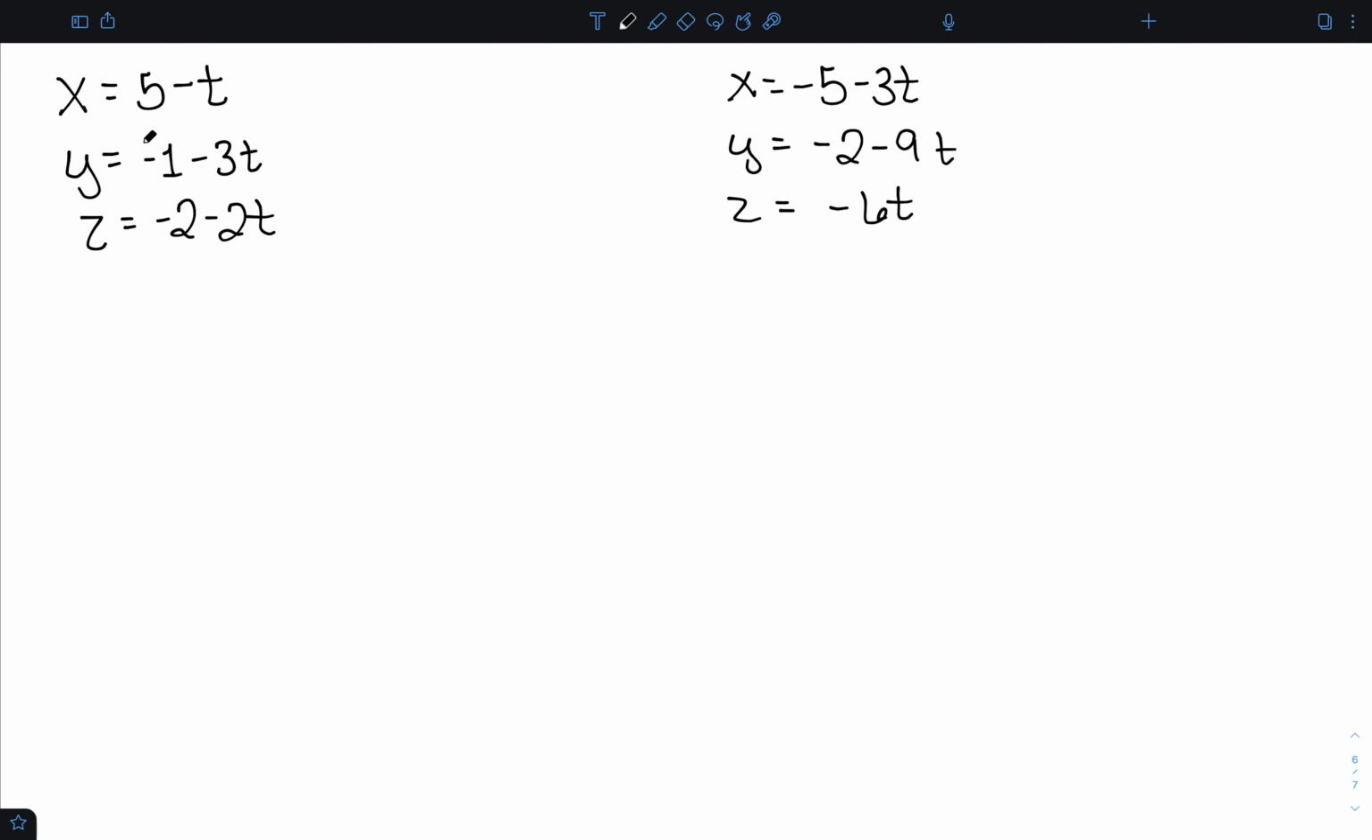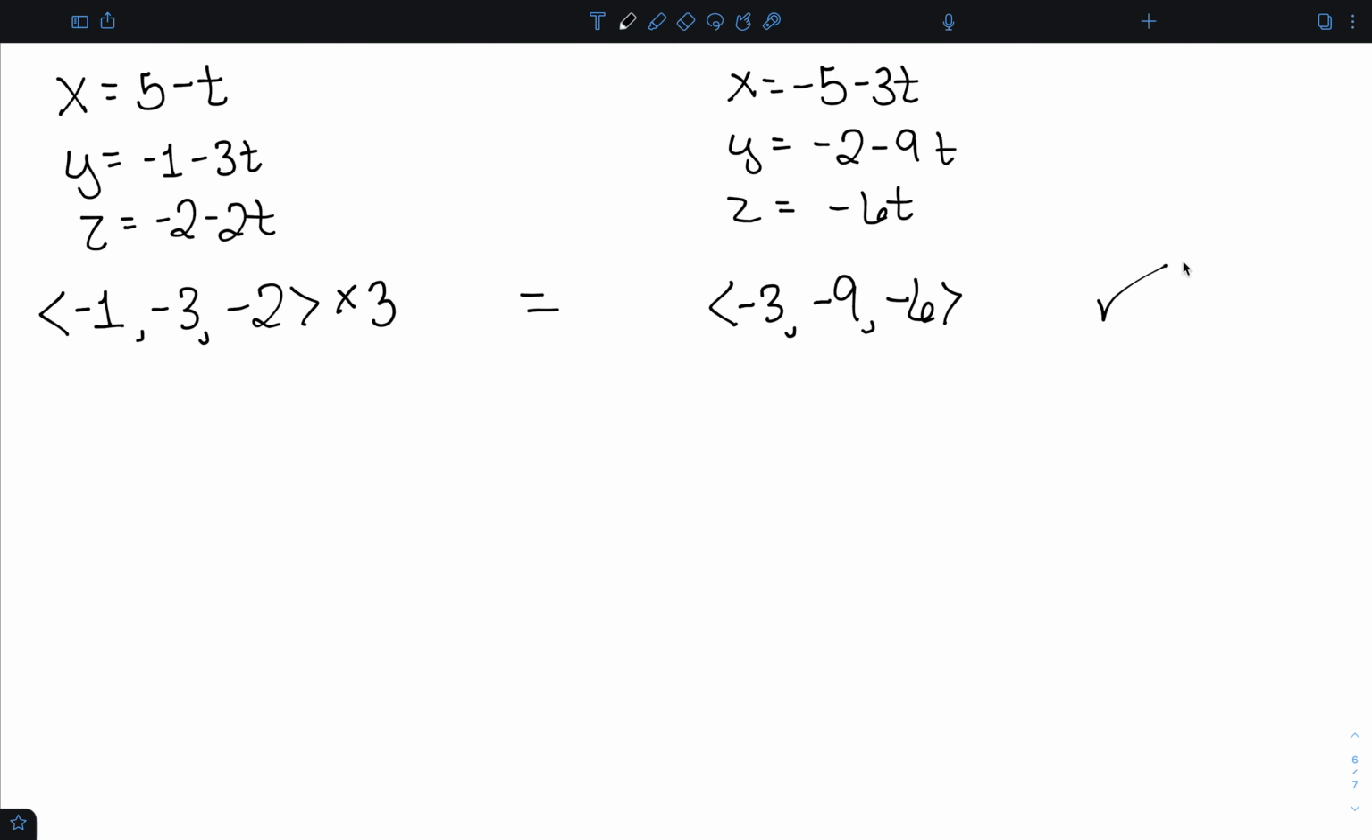As another example, let's look at the lines defined by x equal to 5 minus t, y equal to negative 1 minus 3t, and z equal to negative 2 minus 2t, and the line x equal to negative 5 minus 3t, y equal to negative 2 minus 9t, and z equal to negative 6t. The direction of my first line is negative 1, negative 3, negative 2. It comes from my coefficients. My second one is negative 3, negative 9, negative 6, once again coming from those coefficients. I can see that multiplying the first one by 3 gives me the second one, which tells me they are traveling in the same direction.